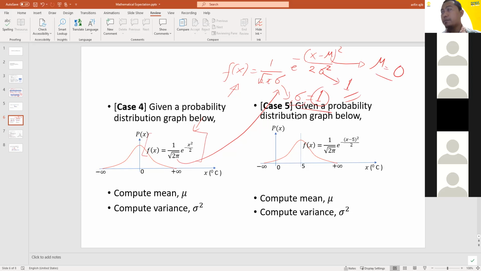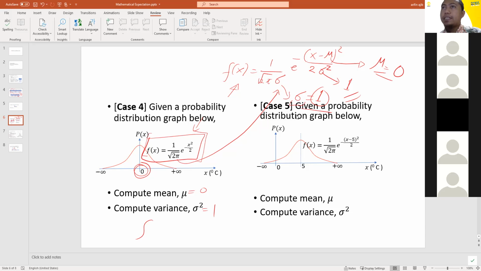From the graph, we can see the mu is here, at the center. How about the sigma? From the graph, we cannot determine where the sigma is. Sigma we can only know by computing, using integrations. For the mu, we can see it from the graph. But if you are given the formula, the function, you can determine both. From the graph, you can only determine the mean.